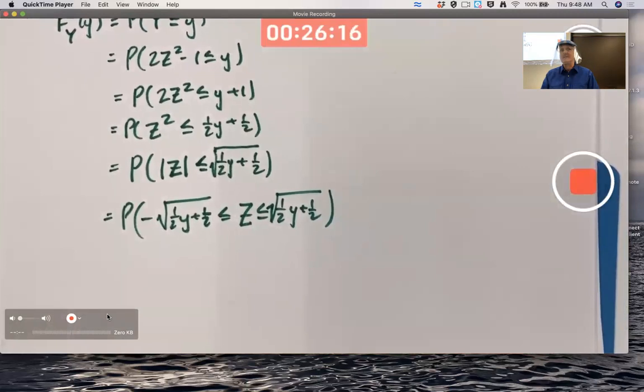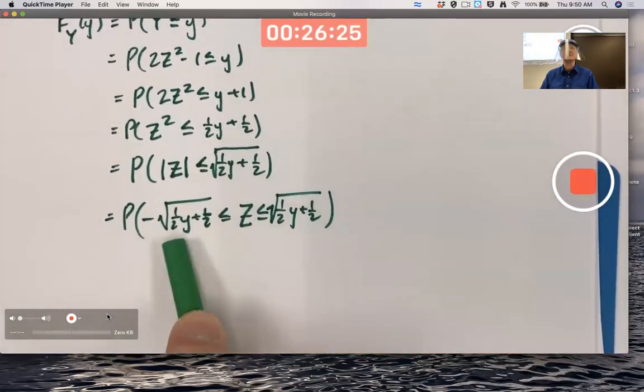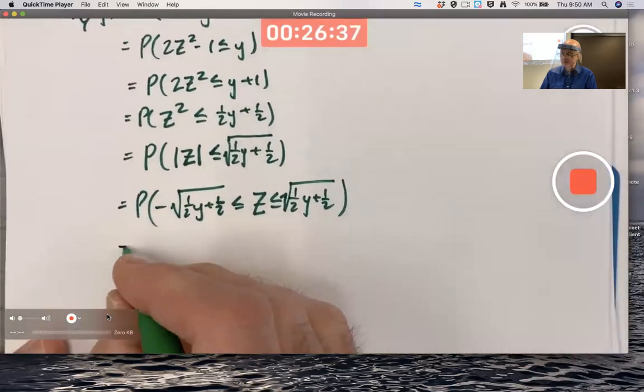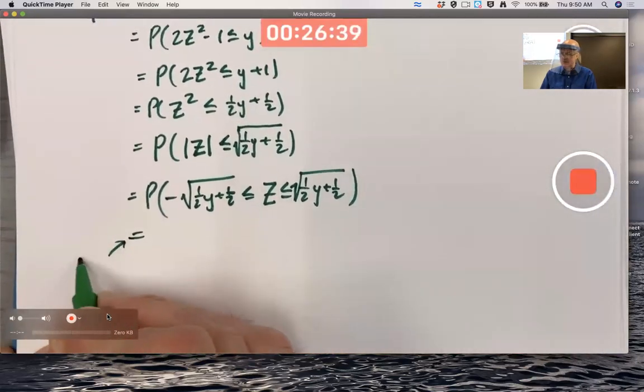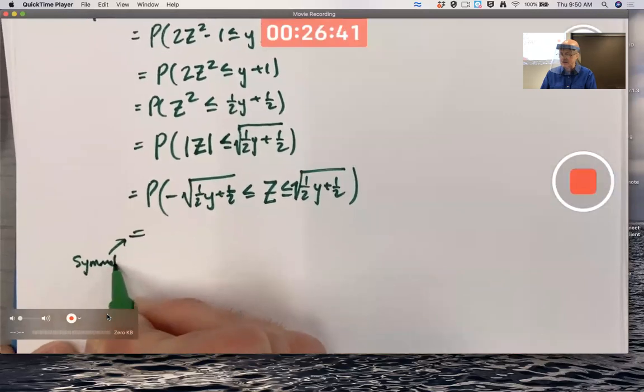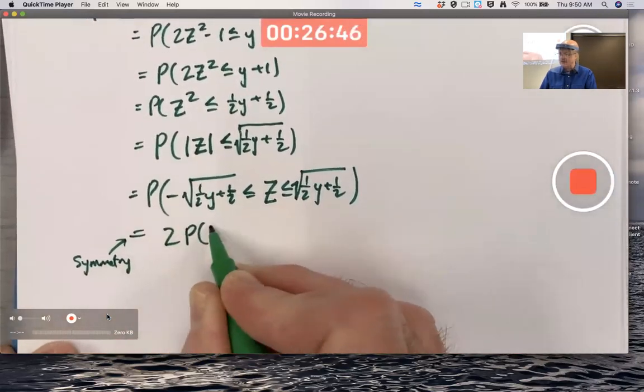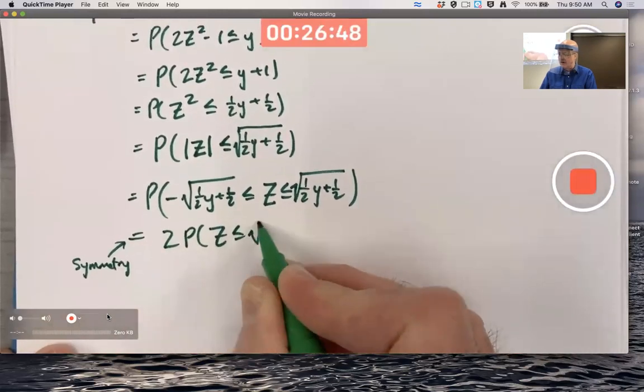And this is really the difference of two CDF values. Capital phi of this minus capital phi of that. Or if you prefer, like I did when I derived the fact that Z squared was chi-squared with 1 degree of freedom, you could use the symmetry of the normal curve. Symmetry. To say this is 2 times the probability that Z is less than or equal to the one on the right.